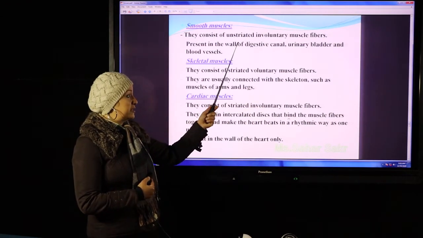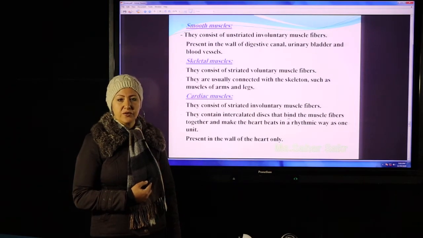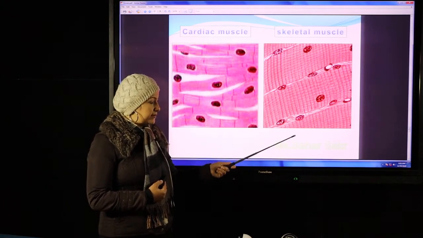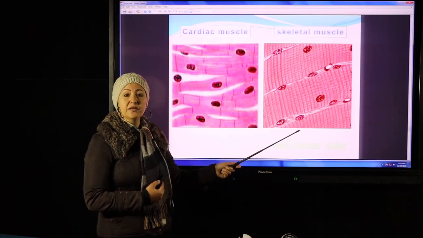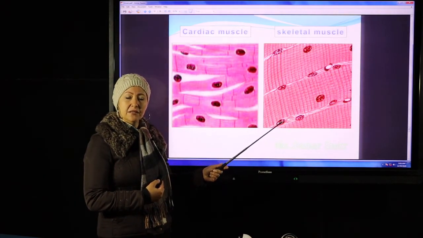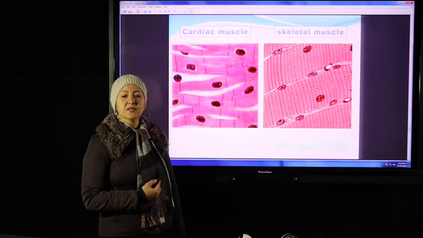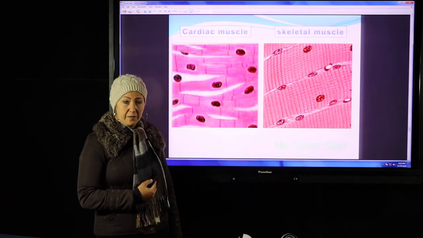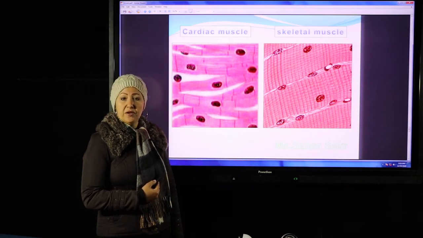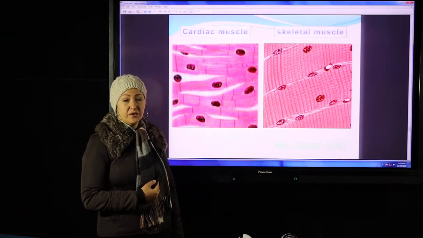Take care that this type of muscle is unstriated. What is the meaning of unstriated or striated? Look at this figure. This type of muscle is striated. What is the meaning of striated? They contain thick areas and thin areas, or dark bands and light bands, according to the presence of two types of proteins. One is called actin, responsible for the light bands, and the other is called myosin, responsible for the dark areas.